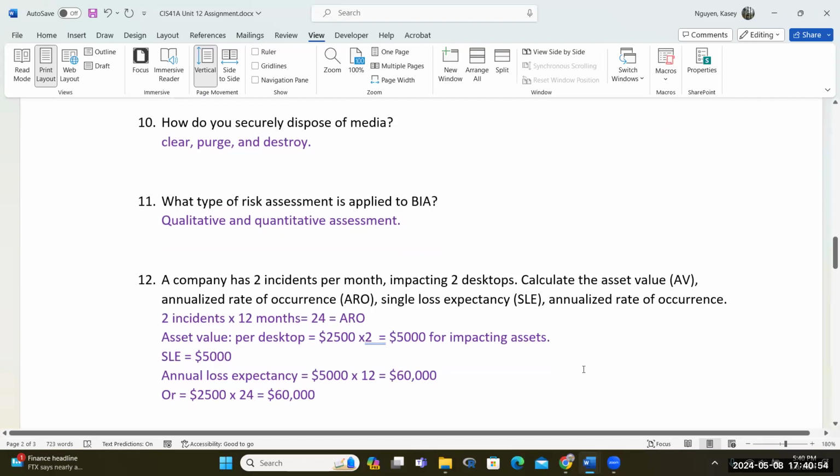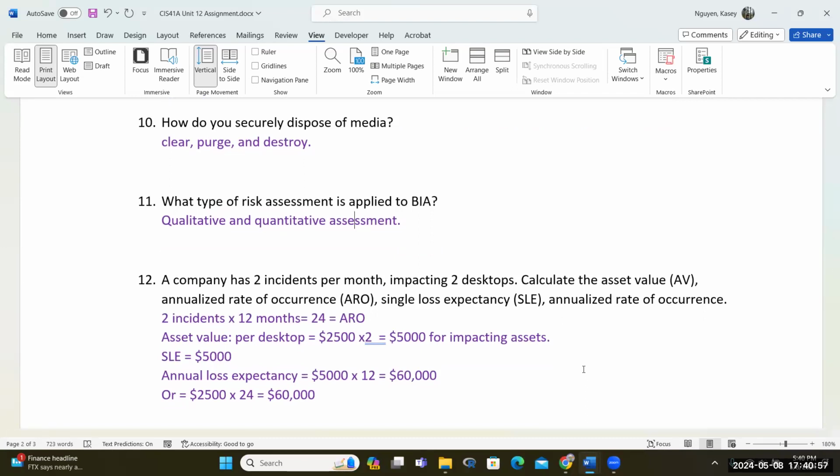So let's do some calculation. It says a company has 2 incidents per month. You've seen something similar to this in CIS47, right? When we talk about ALE and all of these acronyms: a company has 2 incidents per month, impacting 2 desktops. Calculate the asset value, your AV, single loss expectancy, SLE, and annualized rate of occurrence, your ARO.